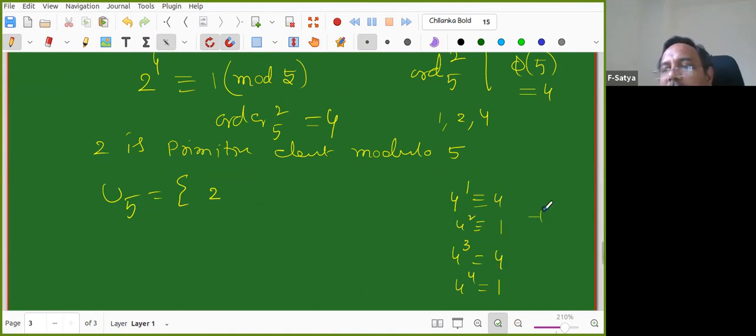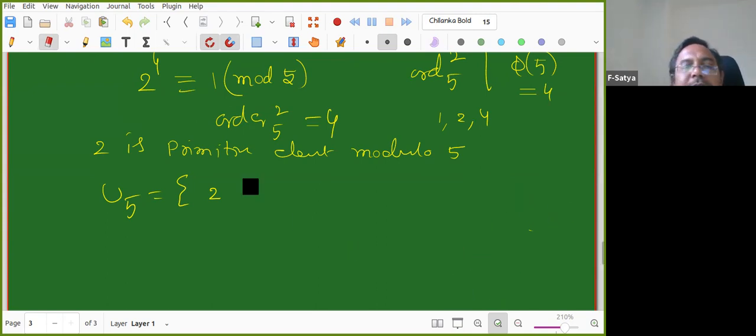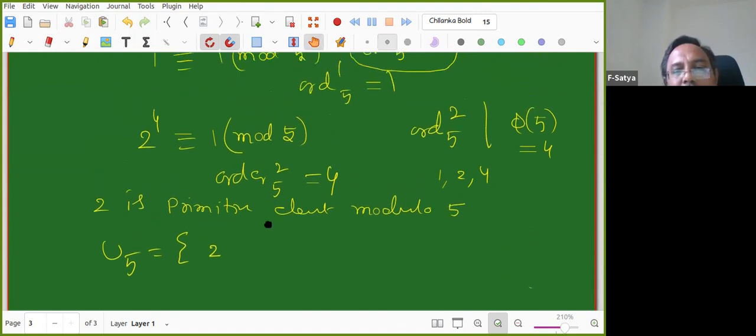It's because it is minus 1, so order 2. The same elements repeat. I'm not getting all the elements of U5 if I take 4, but if I take 2, I'll get all of them.